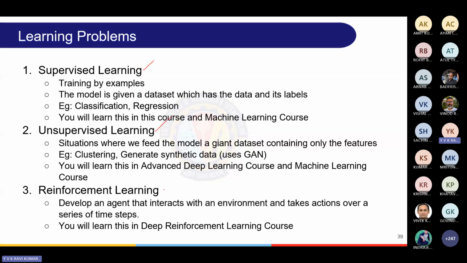Learning problems are the same as supervised and unsupervised, the same discussion here, and reinforcement learning. I'm just going to the next slide, knowing that you are already aware of these two particularly. Reinforcement, we are not actually. This is a separate discussion. Any point to be added? Anything that you want from the supervised and unsupervised?